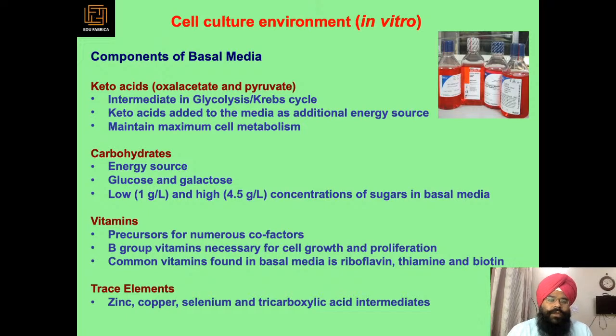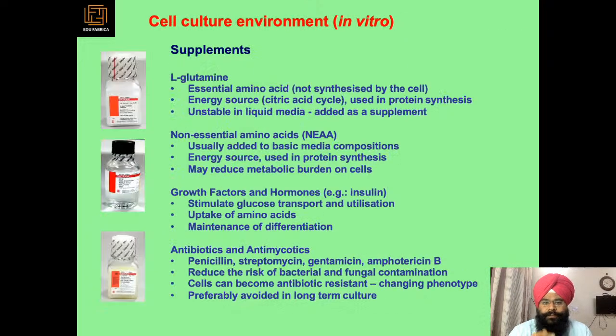Cell culture media, components of basal media: you need keto acids, carbohydrates, vitamins, trace elements. So all these materials are required when you're creating your media for a cell culture. And the cell culture environment also includes supplements like L-glutamine, non-essential amino acids, growth factors, hormones, antibiotics, and antimycotics. Antibiotics like penicillin, streptomycin, and growth factors. You can have uptake of amino acids to maintain the differentiation. Non-essential amino acids are required as an energy source for protein synthesis, and glutamine is an essential amino acid used as an energy source in protein synthesis.